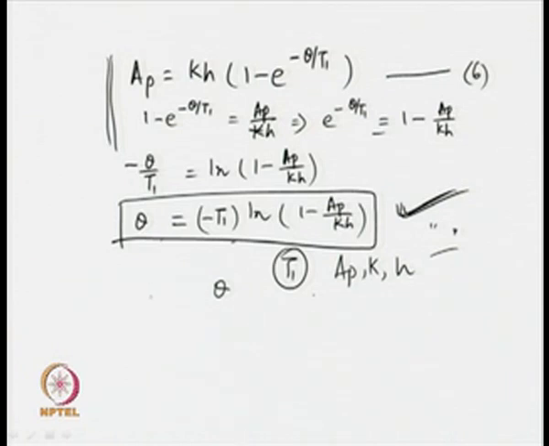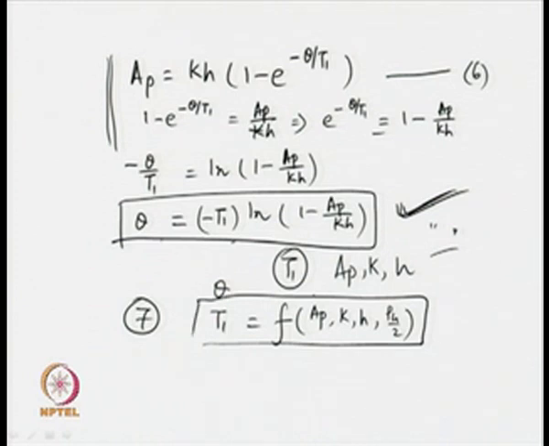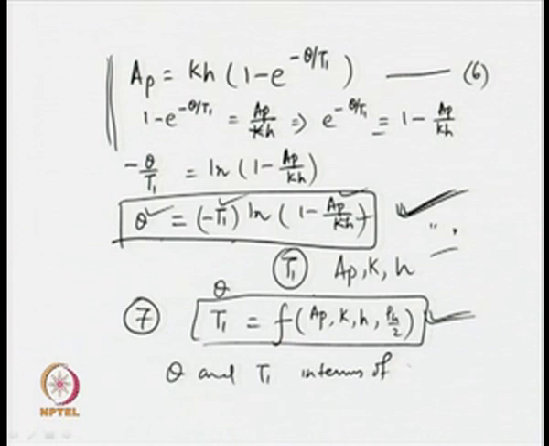The seventh expression can similarly be expressed in a simplified form, which will give you T1 as a function of AP, K, H and Pu by 2. You use 7 and estimate T1. After that, use T1, AP, K and H to estimate theta. That is how we can derive explicit expressions for theta and T1 in terms of the measurements AP, Pu by 2 and the knowns K and H.